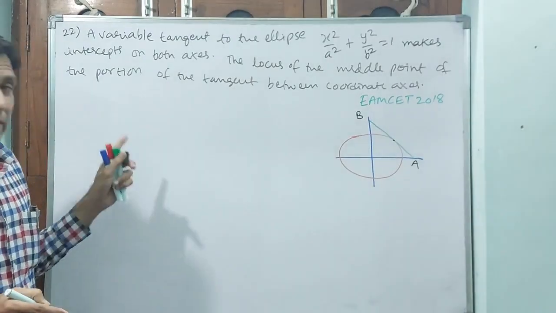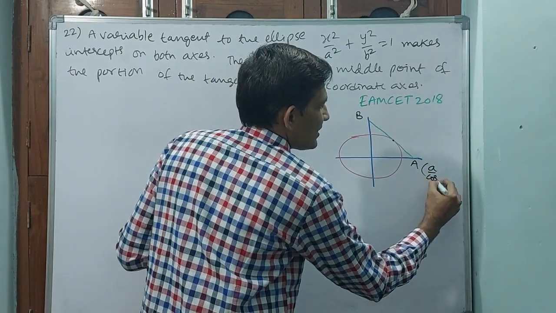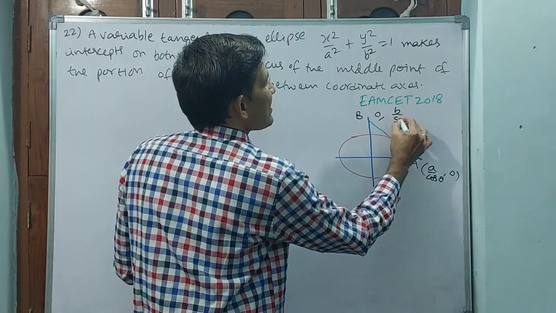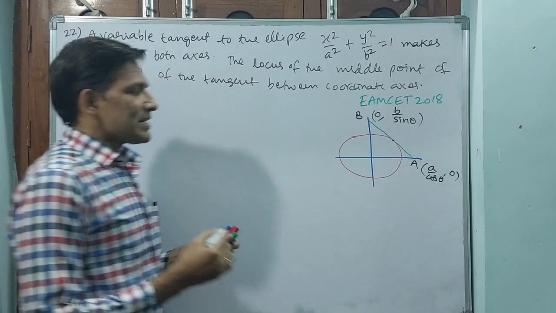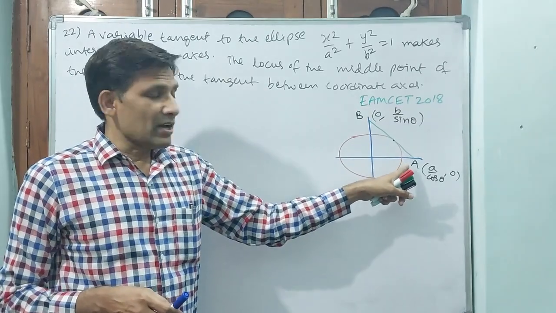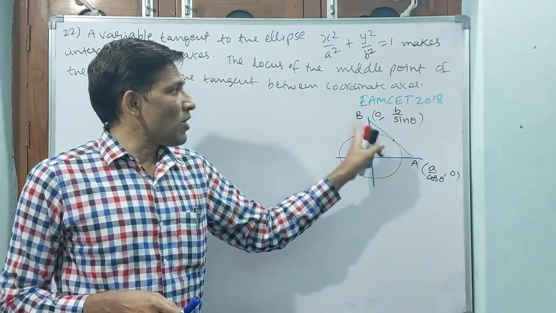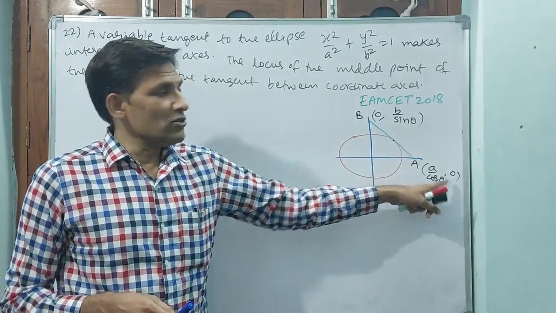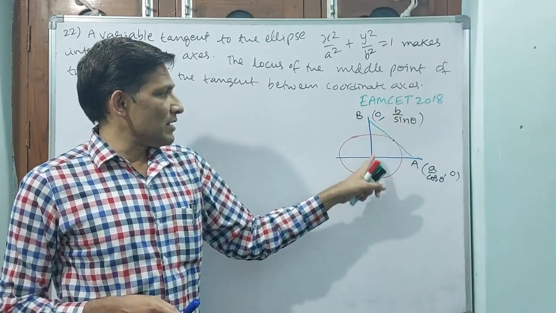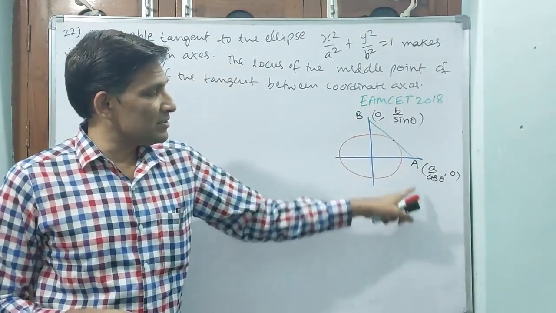What coordinates are we going to take as per our experience? We have to take these as A by cos theta, 0 and 0, B by sin theta. You understand this? These are the coordinates of the tangent where it is touching the coordinate axes. Why? Because on the x-axis y is 0, and on the y-axis x is 0. This is the origin, this is the ellipse, this is the tangent.